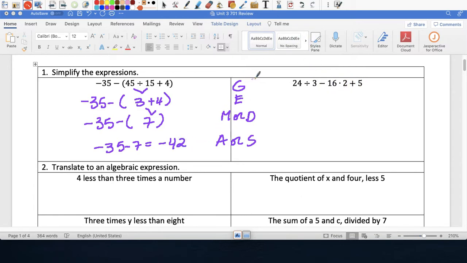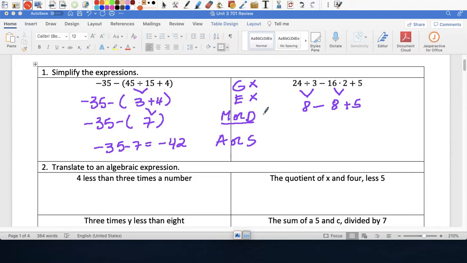Over here, there is no parentheses. There's no exponent. So we do multiplication or division from left to right. So we have multiplication and division here, but we have to do this first. So 23 divided by 3 is 8, minus, and then we can do 16 divided by 2, which is 8 again, and then plus 5.